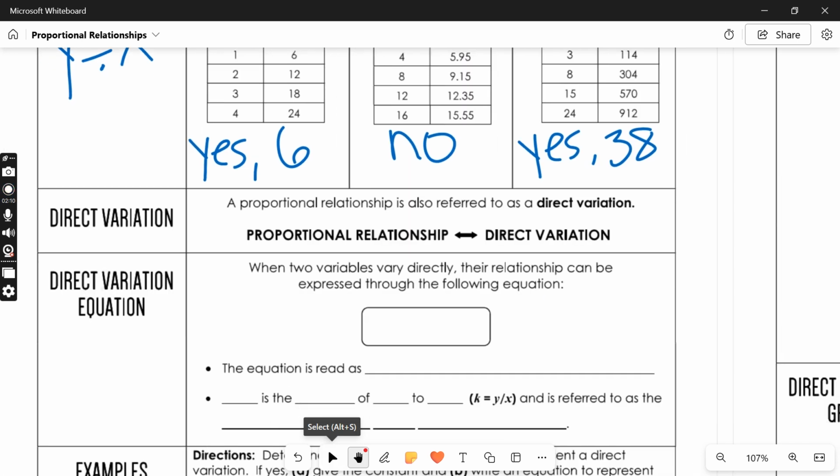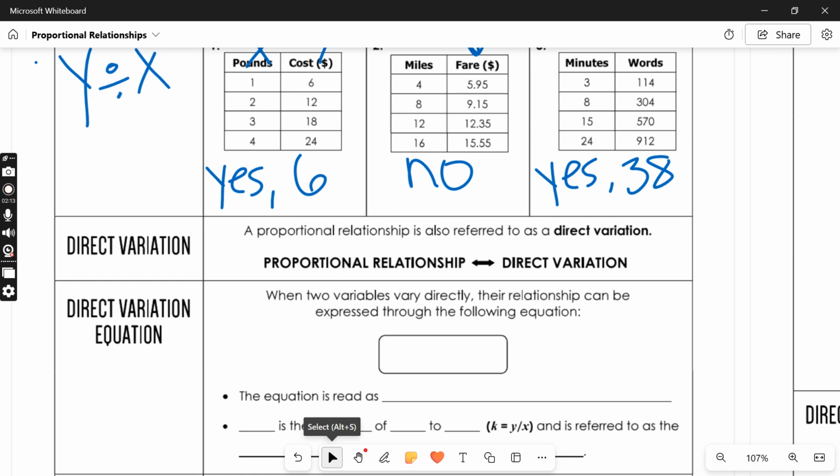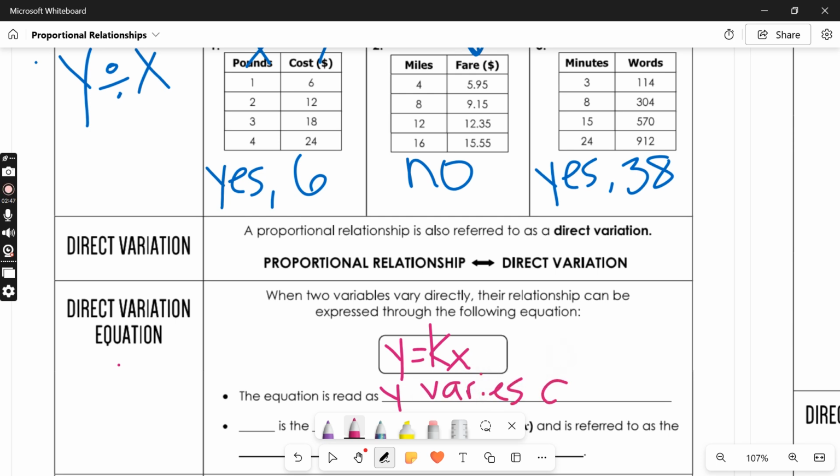So a proportional relationship is also referred to as direct variation. So yes, it's a different phrase, but it means the exact same thing. Proportional relationship, direct variation. When two variables vary directly, their relationship can be expressed through the following equation. Y equals kx. The equation is read as y varies directly as x.